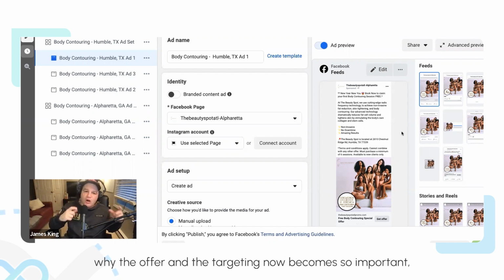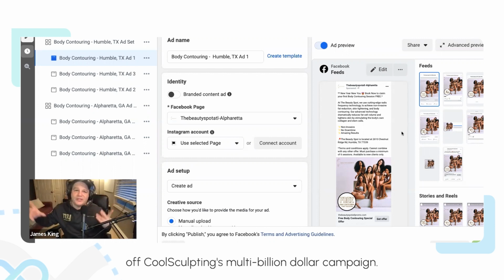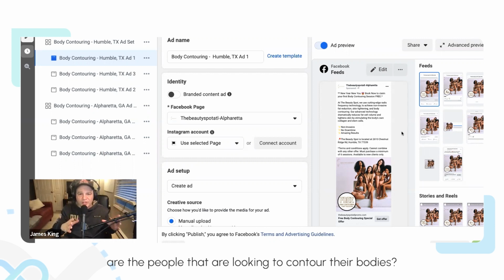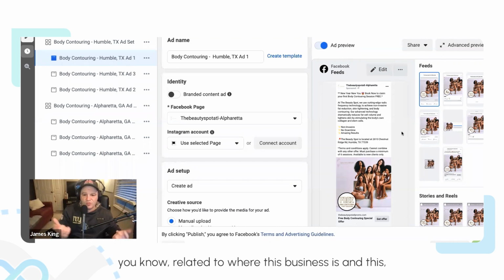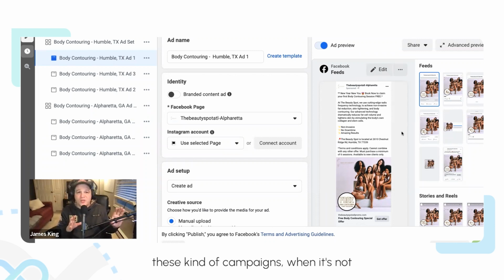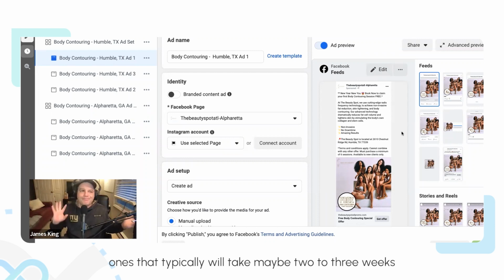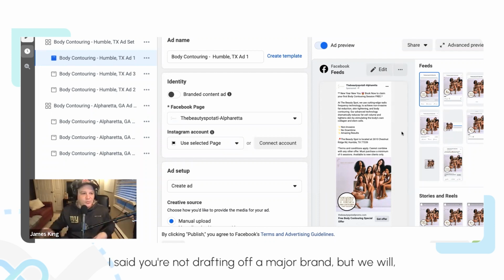This is why the offer and the targeting becomes so important, right? We're not going to draft off Cool Sculpting's multi-billion-dollar campaign. We've got to really zero in and say, all right, where are the people that are looking to contour their bodies? What are they clicking, right? And where are they, related to where this business is? And these kinds of campaigns, when it's not Botox or Cool Sculpting or a name brand, typically will take maybe 2 to 3 weeks to get the targeting down right.